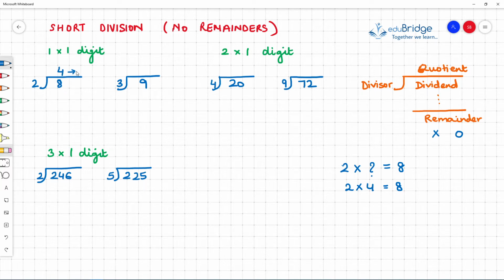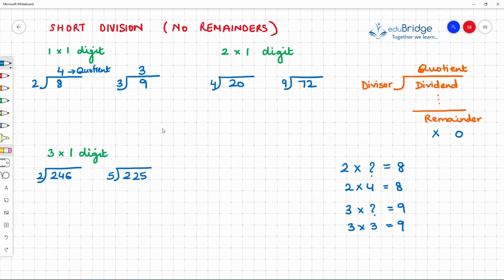So our quotient here is 4 and that's our answer. Do we have any leftover? No. So the answer is 4. Now how do we divide 9 by 3? We have to look in the 3 times table. How many times do I get 9? So 3 times 3 is 9. So if I write 3 here, this means 3 times 3 is 9. Again, we don't have any leftover, so 3 is your answer, which is also your quotient.